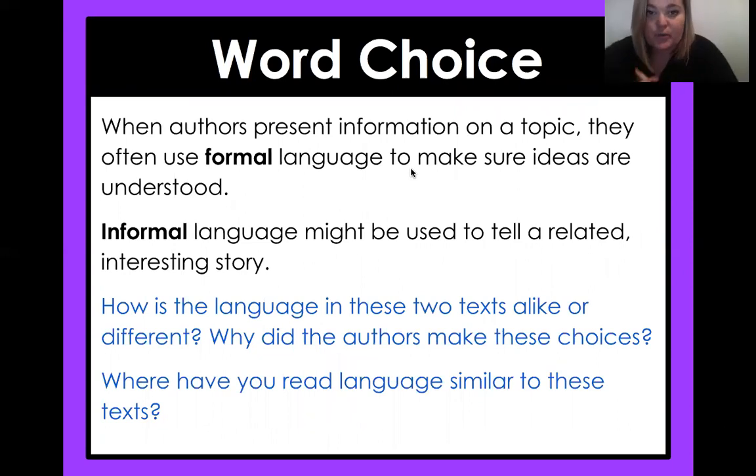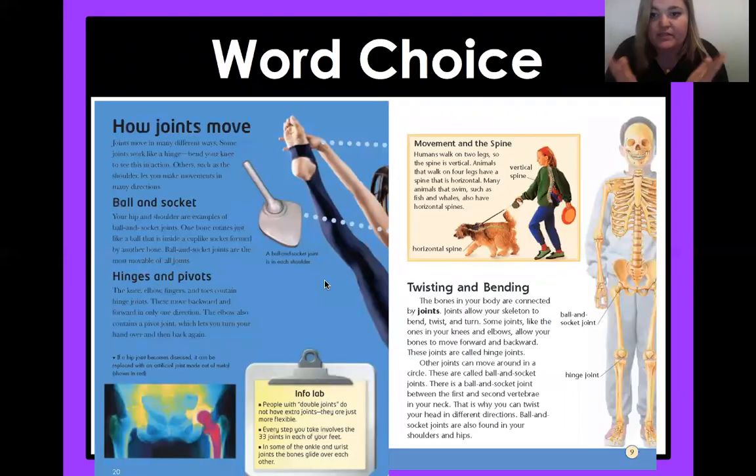So for word choice, when authors present information on a topic, they often use formal language to make sure that the ideas are understood. Informal language might be used to tell a related, interesting story. So we'll dive into these stories and see if we can tell the difference between the two.